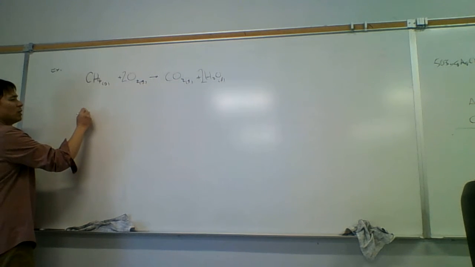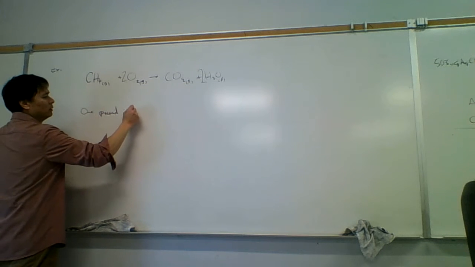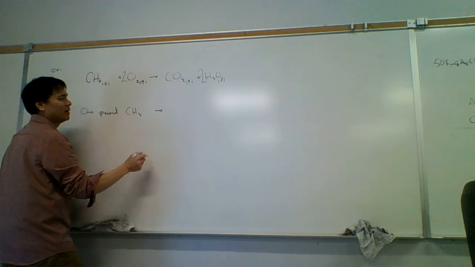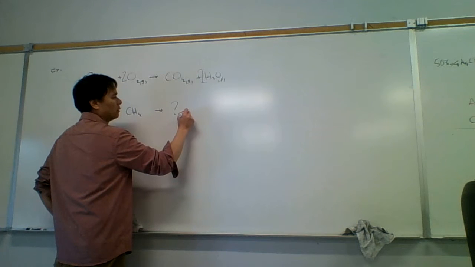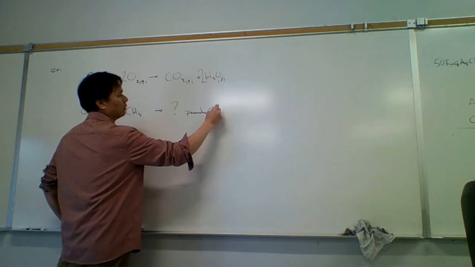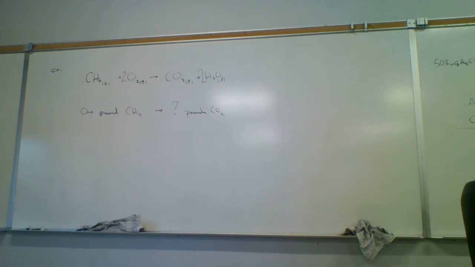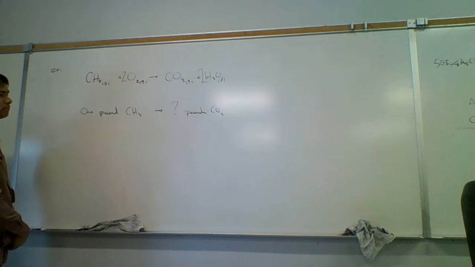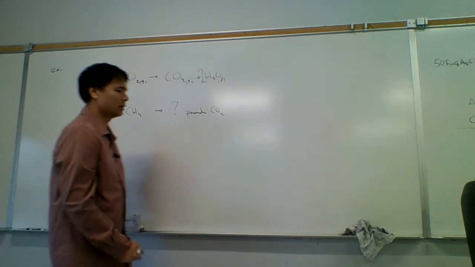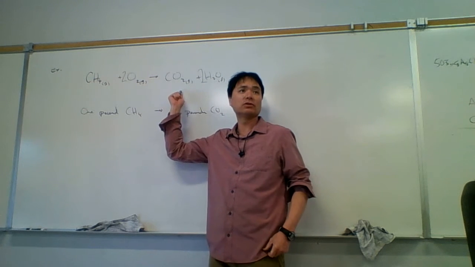And so we might frame it like this. If I burn 1 pound of methane, how many pounds of CO2 will be produced, or should be produced, from the combustion of 1 pound of methane? And so why don't you try this? Is it going to be 1? If I burn 1 pound of methane, will I get 1 pound of CO2?